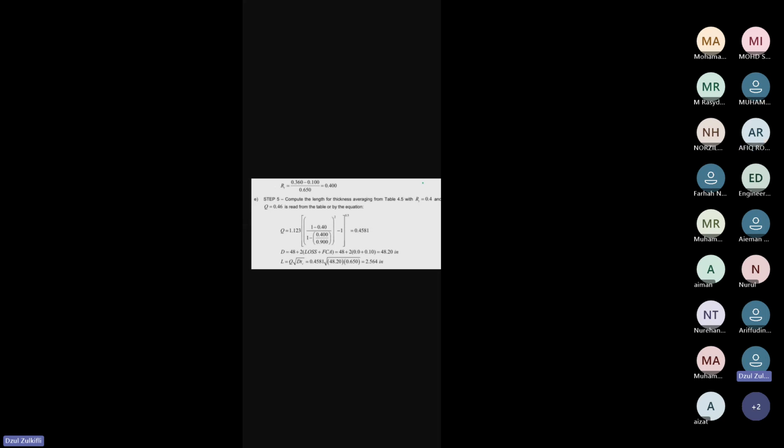Okay. So 0.1 sebab dia adalah diameter. So dia macam akan makan on both sides. If you imagine, corrode will happen on both sides. If you're talking diameter, 48.2. Overall, what we want is in the end from step 5 ni is L. L value is 2.564 inches. Okay. Apa significant 2.564 inches ni?